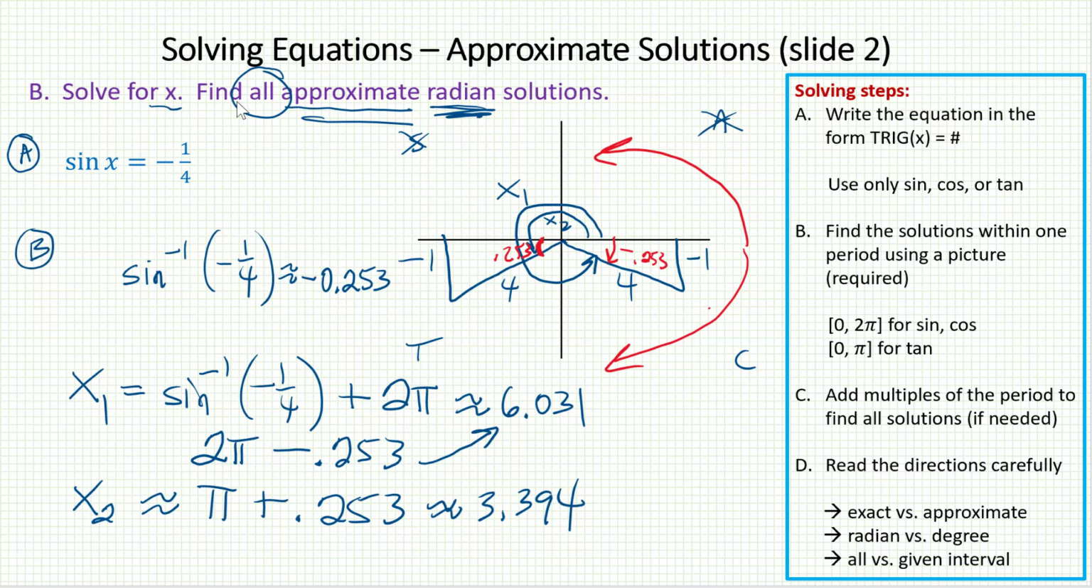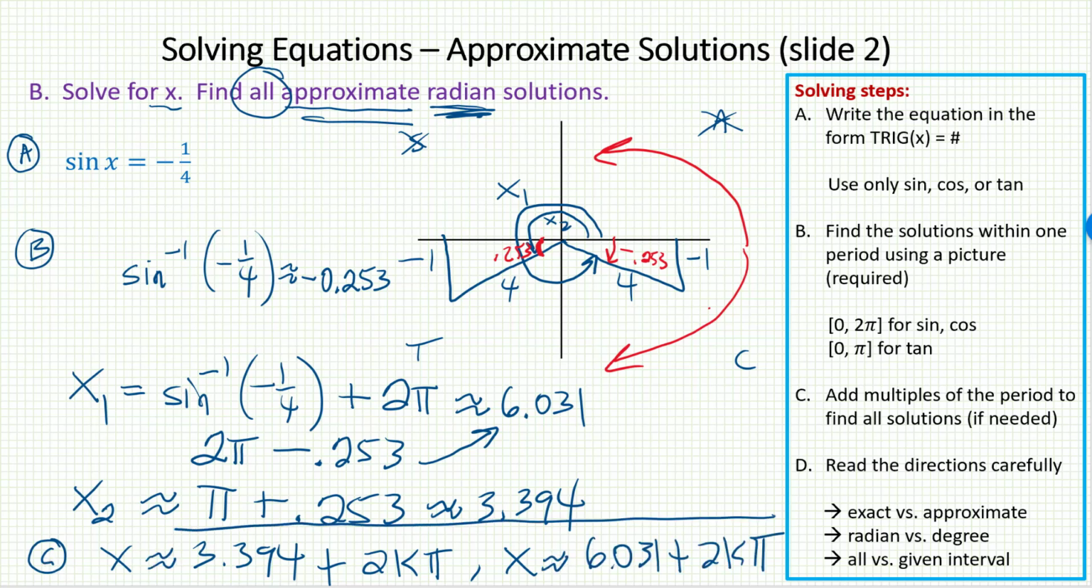Well, these are the two answers within one period of the sine function. We wanted all the solutions, so I will need to do step C, but that's easy. Simply take your two answers you found and to each one add multiples of 2π. So plus 2k pi on that one, and then plus 2k pi on the other one. Here then are the infinitely many solutions to this equation.